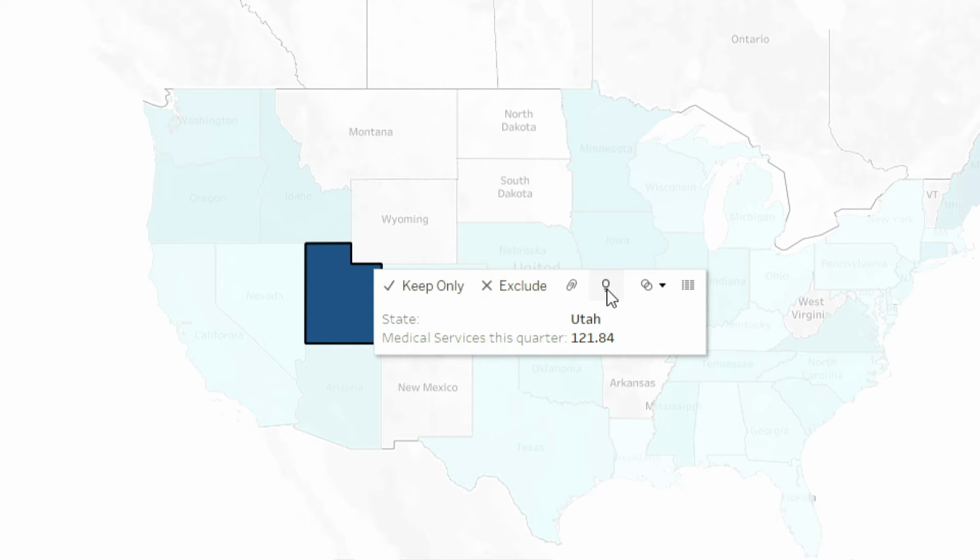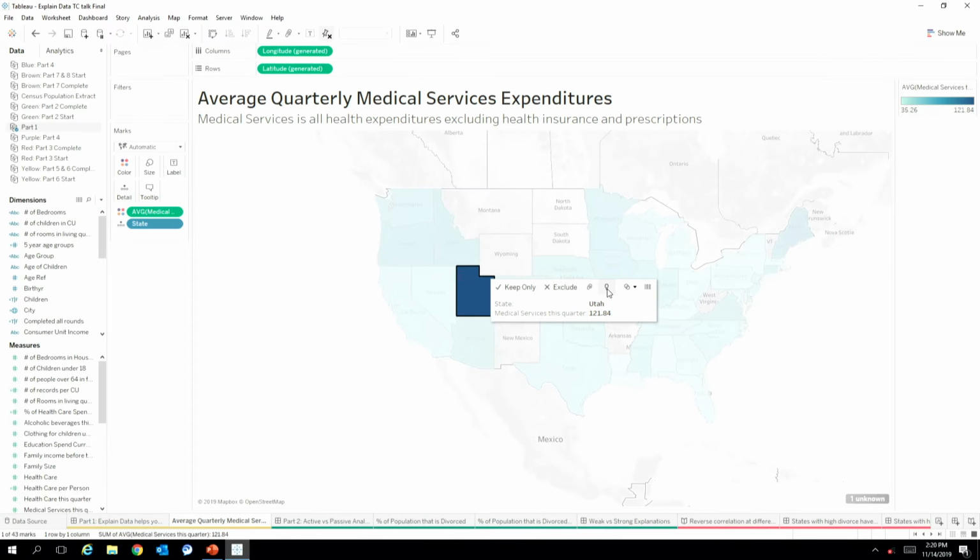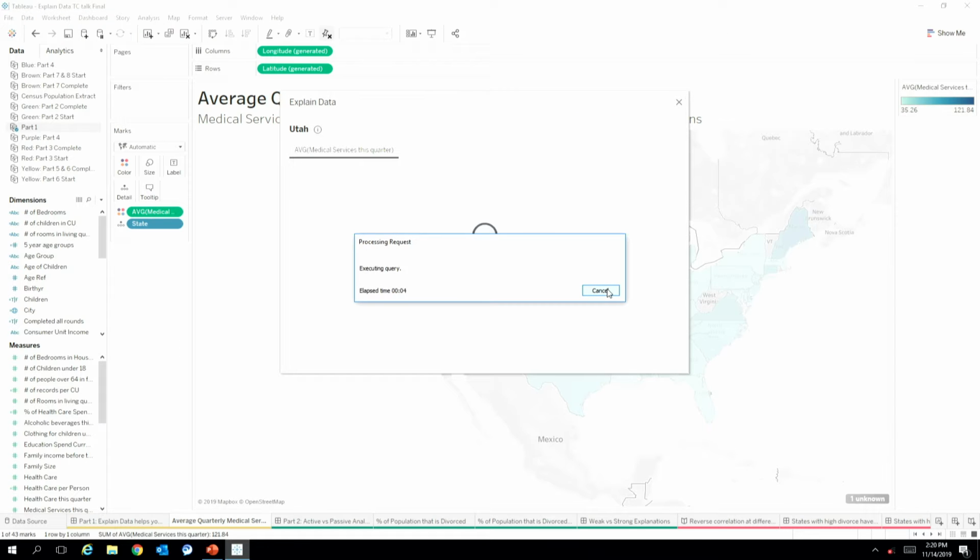So I'm going to go and select this mark here, and you'll see that there's this new option in the tooltip here, this light bulb icon, which I'm going to go and select to explain this specific data point. And so now, Explain Data is cycling through all of the columns in this data source to find columns that are informative. And it's going to rank and present the most informative ones at the top.